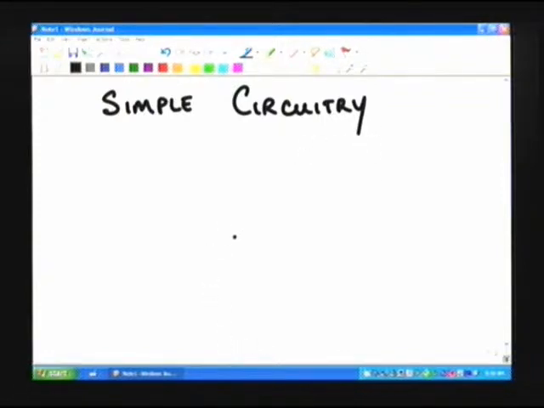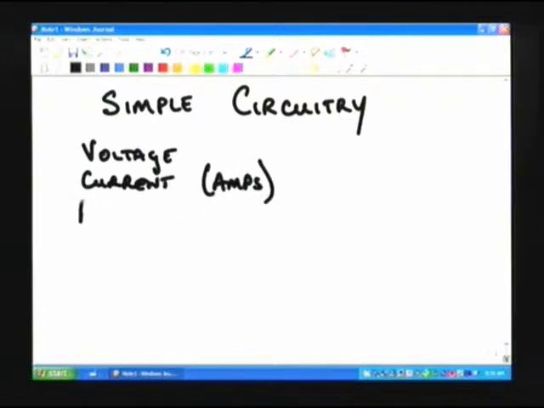We are going to do a little short lesson on simple circuitry here. I'm going to try and explain the issues of voltage, current, which is measured in amps, and resistance. And we're going to do this with the analogy of shopping.